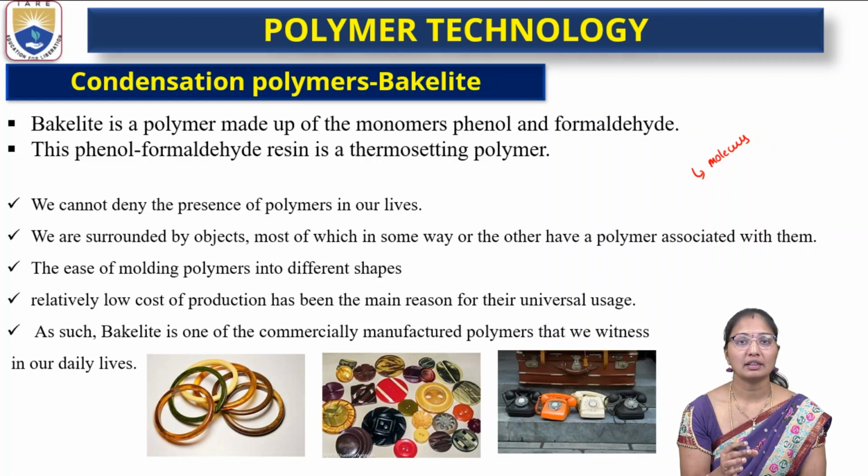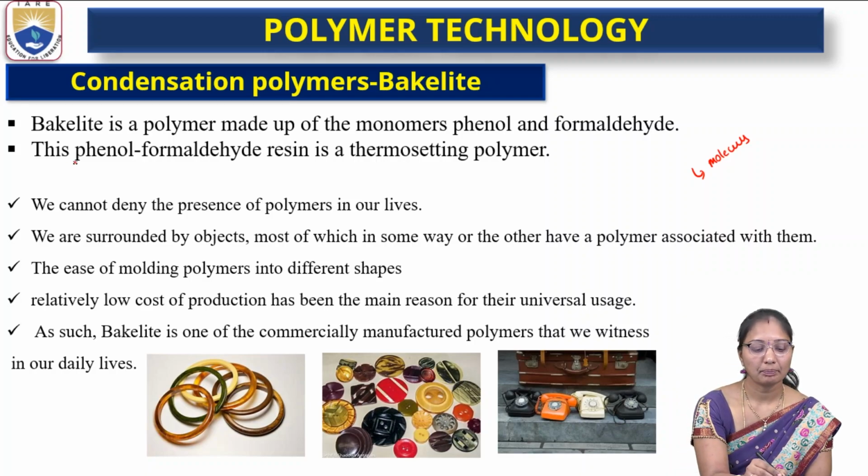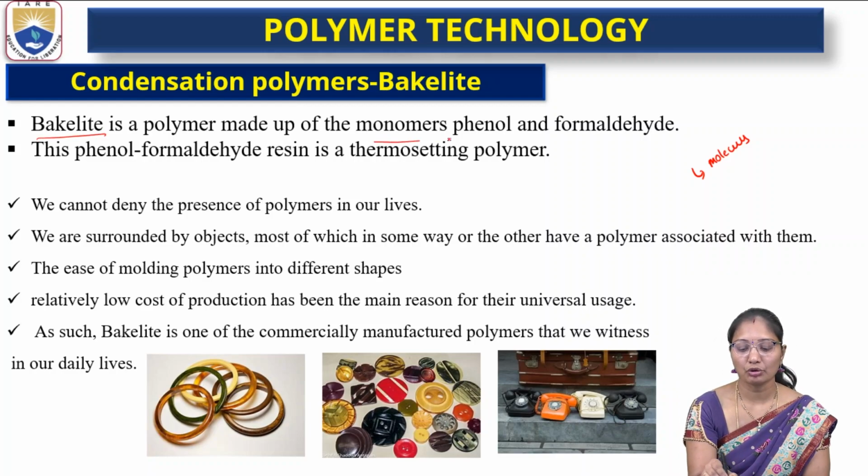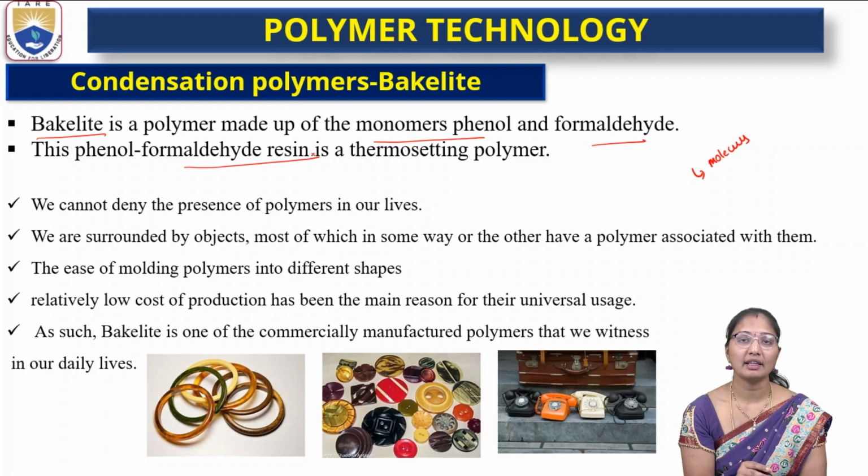Under this, there are three types: polyamides, polysulfides and resins. Under resins, we are going to see bakelite. Bakelite is a polymer made up of monomers phenol and formaldehyde. So, the phenol formaldehyde resin is a thermosetting polymer. It comes under the thermosetting polymers.